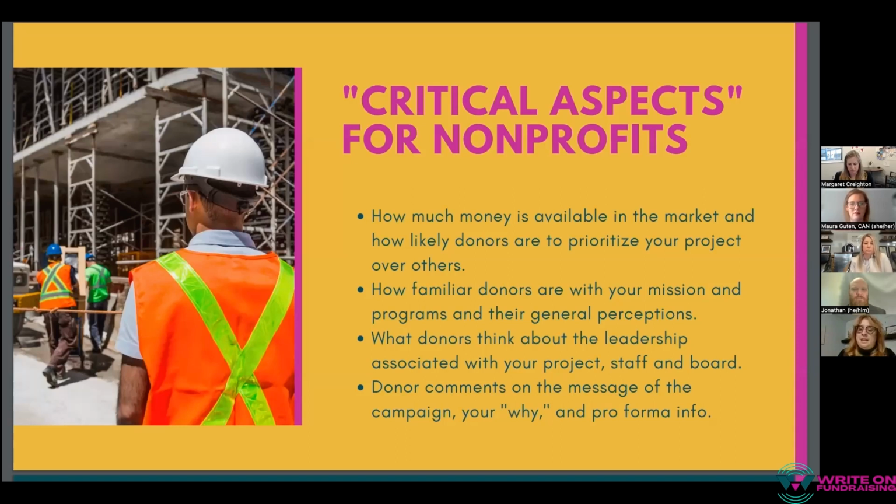Typically, a feasibility study is going to look at how much money is available in the market to be raised and how likely donors are to prioritize your project over other projects that are happening. It's also going to look at how familiar donors are with your mission and what they think about your programming. Here at Right on Fundraising, we tend to look at both the value proposition and the effectiveness when we're talking to donors about how they view your mission and your programs. We're also going to ask them for feedback about what they think about your leadership. That includes your staff leadership and your board leadership.